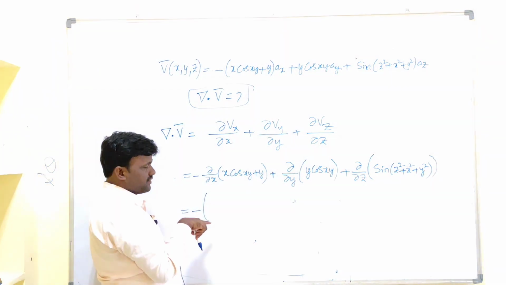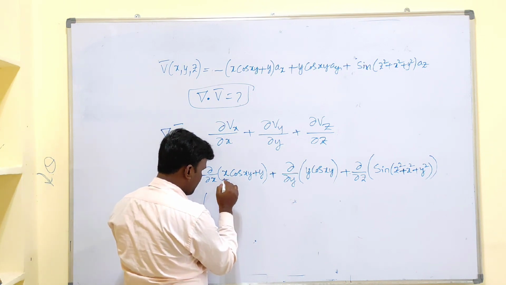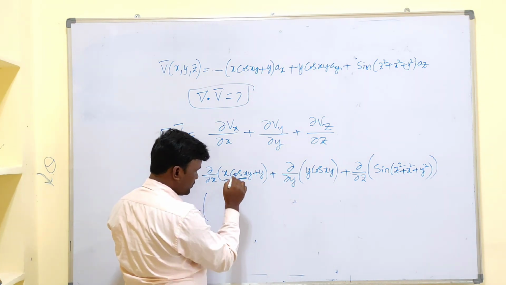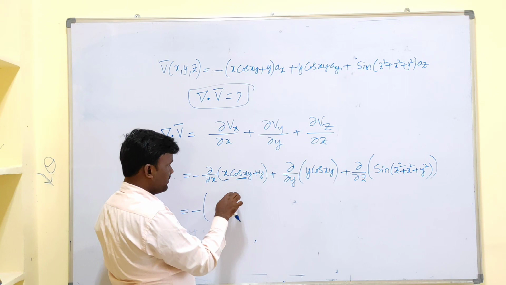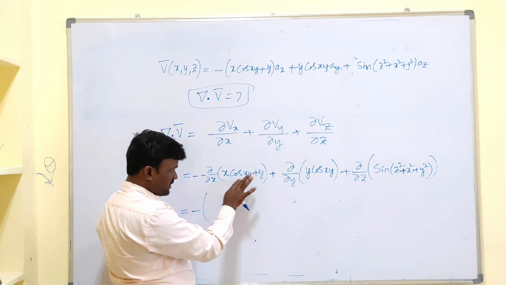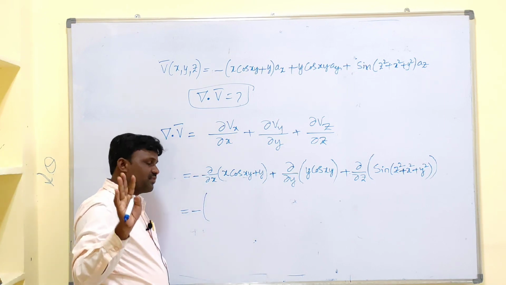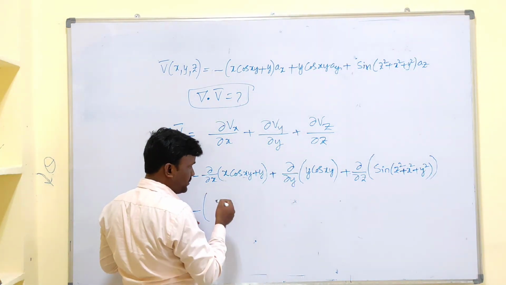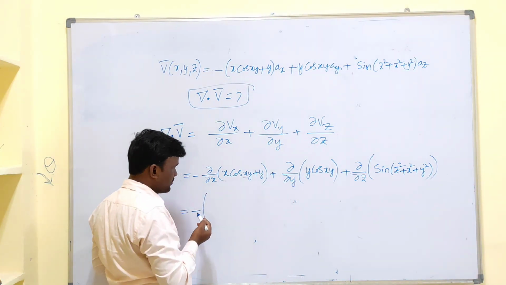Partial differentiation with respect to x. Here the first term is x and the second term is also a function of x and y. That means these two terms are functions of x and y, so I need to apply the UV formula, the differentiation of a product, that is partial differentiation, of course.